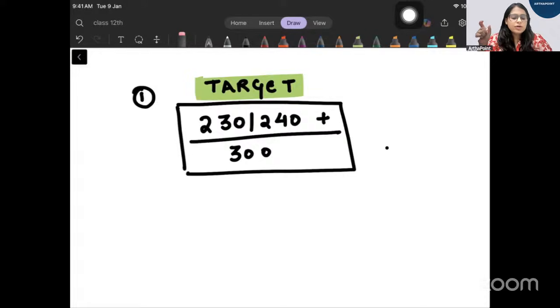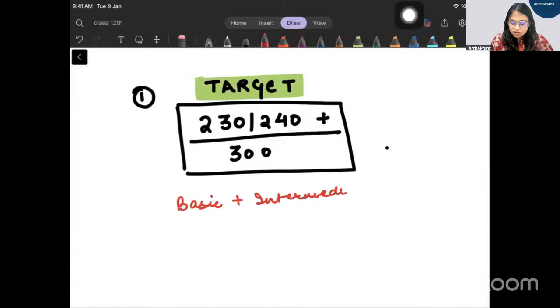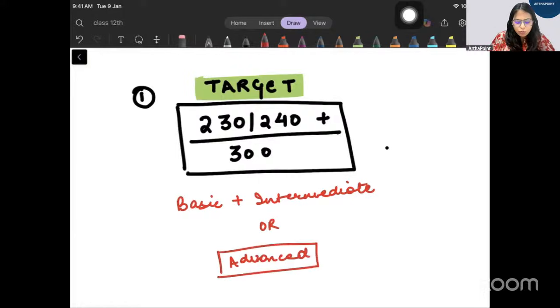Now, I have seen many of you asking, ma'am, whether to do basic, intermediate, or advanced. I am answering this once and for all: for CUET, you can either do basic plus intermediate if you are from the integrated batch, or you can do advanced. It is fine. Why do I focus on advanced? Because I know most of you have done this while preparing for your IIT exam or GATE exam. So I know that you have already done this.